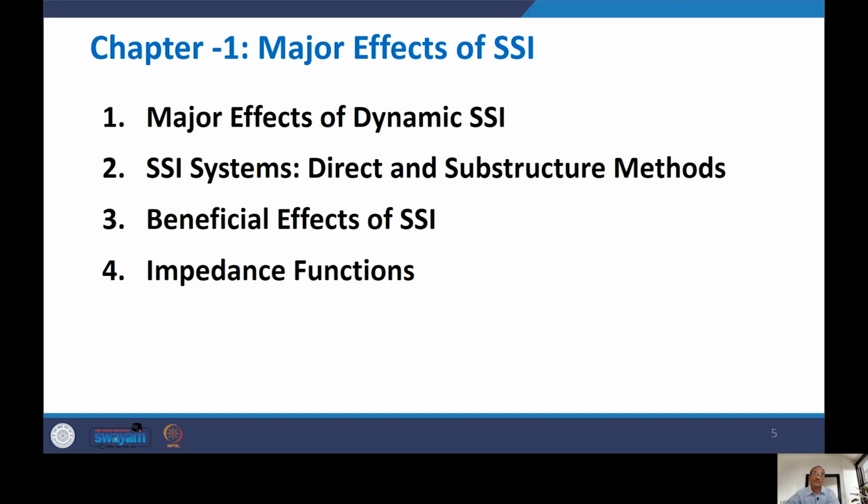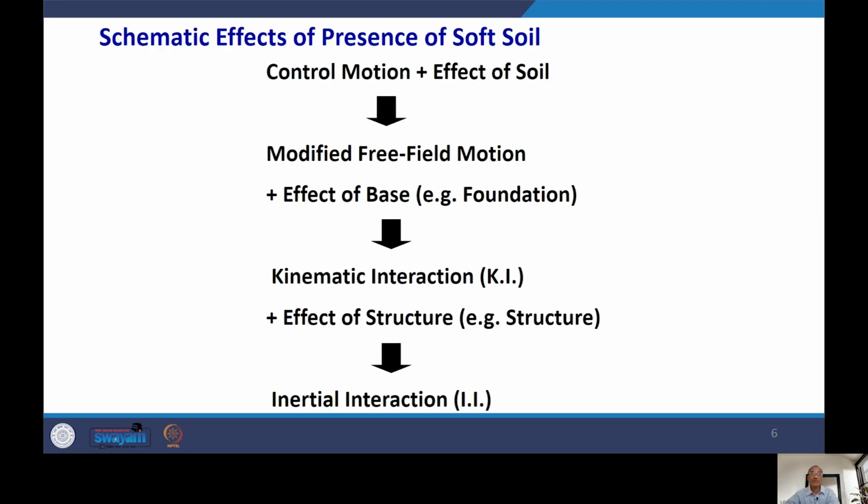So let's see what are the effects of dynamic SSI. But before that, the information given in the slide has already been discussed in the last lecture. This is showing you the seismicity effect of the presence of soft soil. What happens when soil is present instead of rock, or your structure is situated on soft soil? The control motion gets changed due to the effect of soil, and as a result you get what is called modified free field motion. So the product of control motion and effect of soil is the modified free field motion.